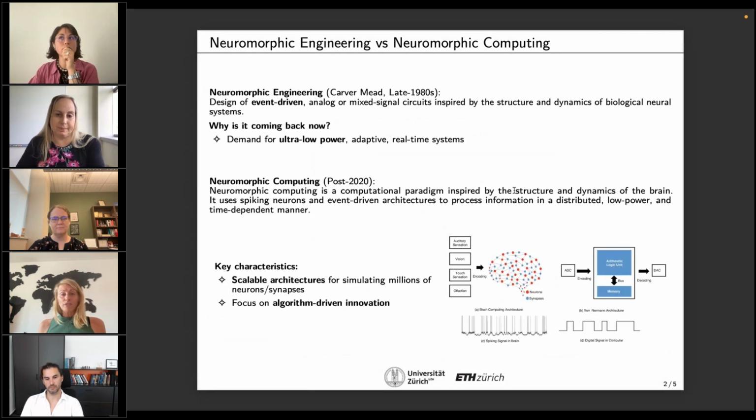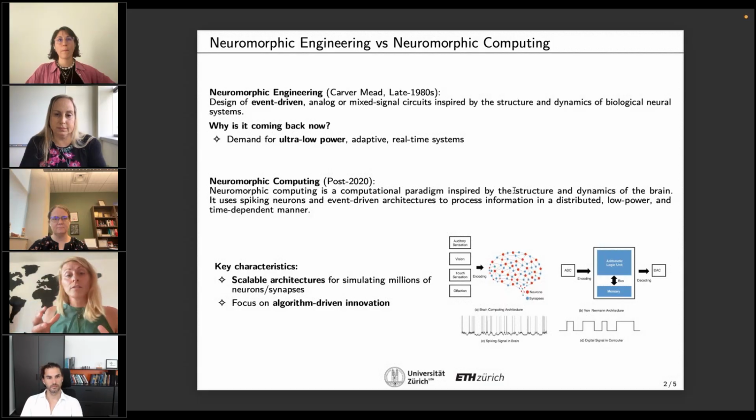So that's why now I would like to talk about what neuromorphic computing is, because in my view, neuromorphic computing is like the umbrella of neuromorphic engineering. Neuromorphic computing is a computational paradigm inspired by the structure and dynamics of the brain. So it can even be on simulation, right? You don't need to have hardware for doing neuromorphic computing. So the idea is using these spiking neural networks with this event-driven architecture to basically process information.